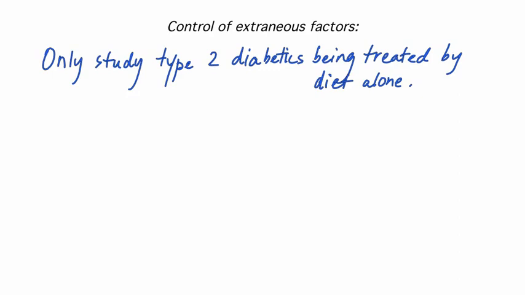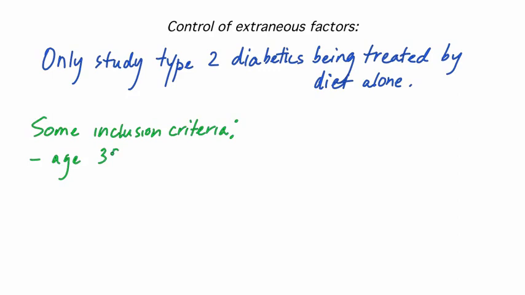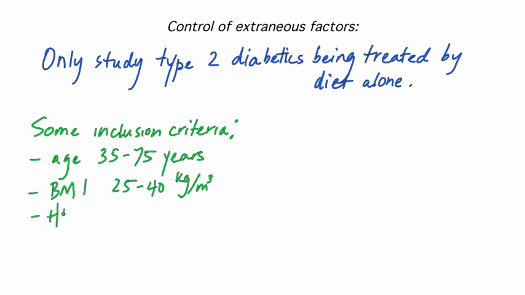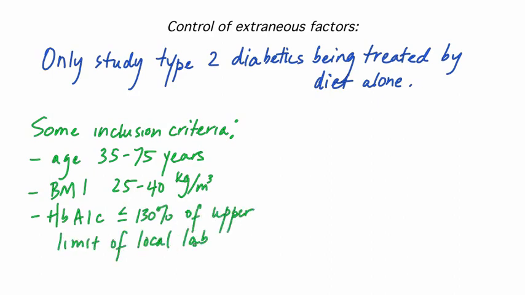There were several other inclusion-exclusion criteria for subjects to be enrolled in the CCD study. These included age. We were looking for subjects between 35 and 75 years old. Subjects needed to have a body mass index between 25 and 40 kilograms per meter cubed, which are typical values for people with type 2 diabetes. And their HbA1c level, which would be elevated because they were diabetics, still had to be low enough so that they could continue to be treated just by diet.